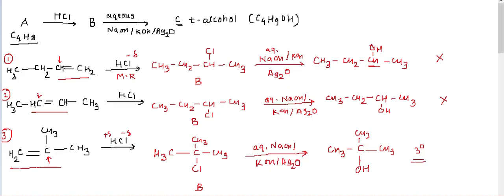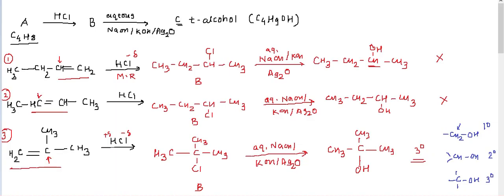Now how to identify a tertiary alcohol? If it is COH then it is a tertiary alcohol. So I'll just write it for you. If it is CH2OH then it is a primary alcohol. If it is CHOH then it is a secondary alcohol, and if it is COH then it is a tertiary alcohol. So this is how you can remember primary, secondary and tertiary alcohol.